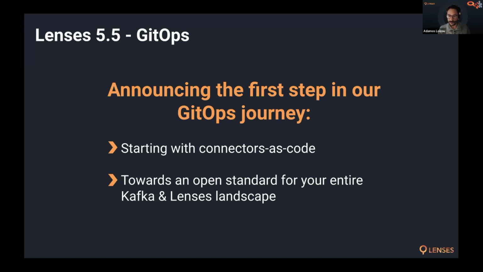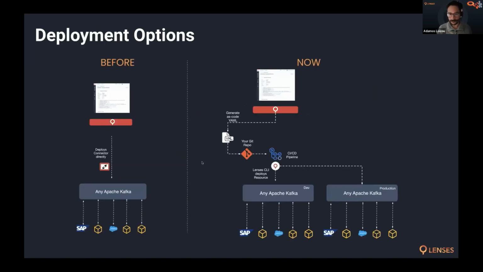If we go to the next one, so what are we introducing with 5.5? Up till now, with Lenses, you had a very powerful UI that you could fully manage your connectors with, which means apart from seeing the ones that are running and being able to operate them, it was also a developer experience where you can click, create a new connector, configure it, and it will deploy it in your favorite Kafka environment. That is great, especially in a local environment or in your development environment, but it's not ideal in your production environment.